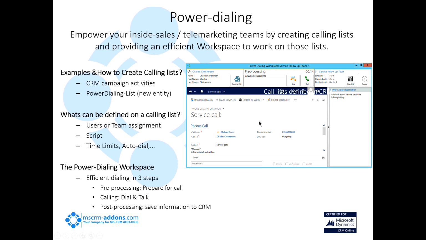There are just 3 different steps involved in the power dialing process. The first is the pre-processing time, where the user prepares for the call, takes a look at the information inside of CRM, also takes a look, for example, at the description of the script, and then moves on into the calling phase. In the calling phase, you're dialing out and talking to the customer, getting that information into CRM quickly and efficiently. And then once you're done with that, you move on to post-processing, which saves that information into CRM.